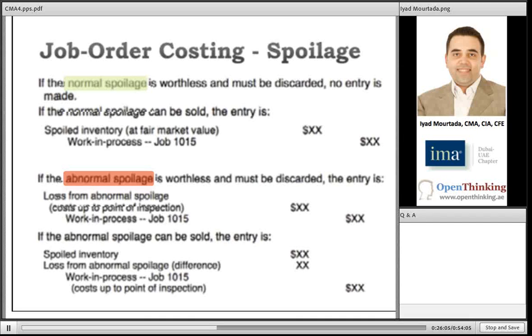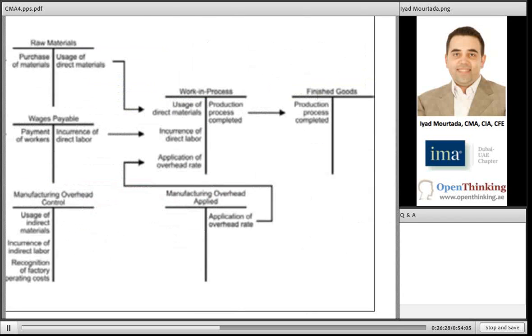Now, if it is abnormal and it can be sold, we have some items, but we can sell them at 10% discounted or 50% or 90%. So what will happen? We say we have inventory now, and this is the value for it, and credit work in process. So we take them out of the work in process, and we put the difference between how much we took out of work in process compared to how much we'll be able to sell them for as a loss from abnormal spoilage. So this is the way for us to handle spoilage.